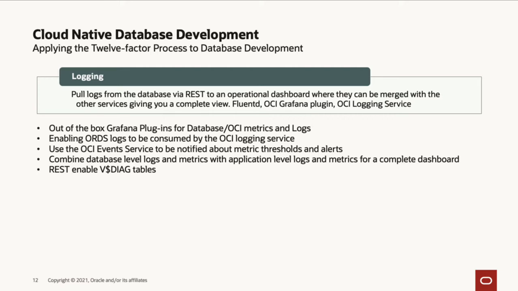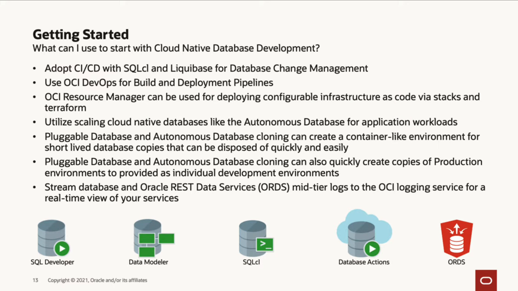So logging is a very important point to stress here: in OCI we have the ability to grab logs from across the enterprise, from across your infrastructure, from across your cloud services, and push them into various dashboards in Grafana. So at any point you can see what's happening with your enterprise at any time and then take action if an issue occurs. So how can I get started with cloud native database development?